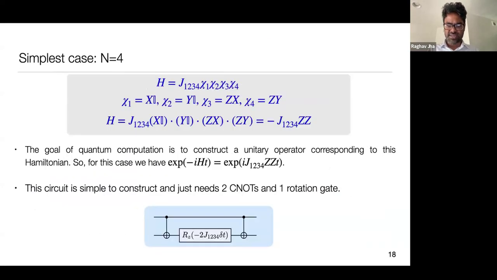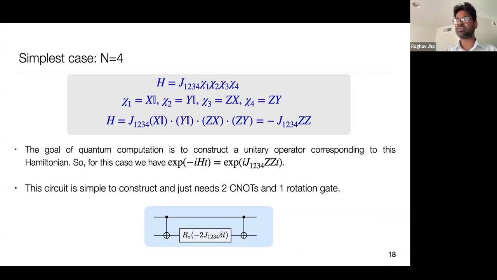Rotation gates are just, so this is an RZ rotation. It's just the exponential of a Pauli Z with some prefactor, right? The argument of that rotation gate is given by the time. What time do you want in your simulation, for example? What is the delta t you want? And this circuit is one Trotter circuit.